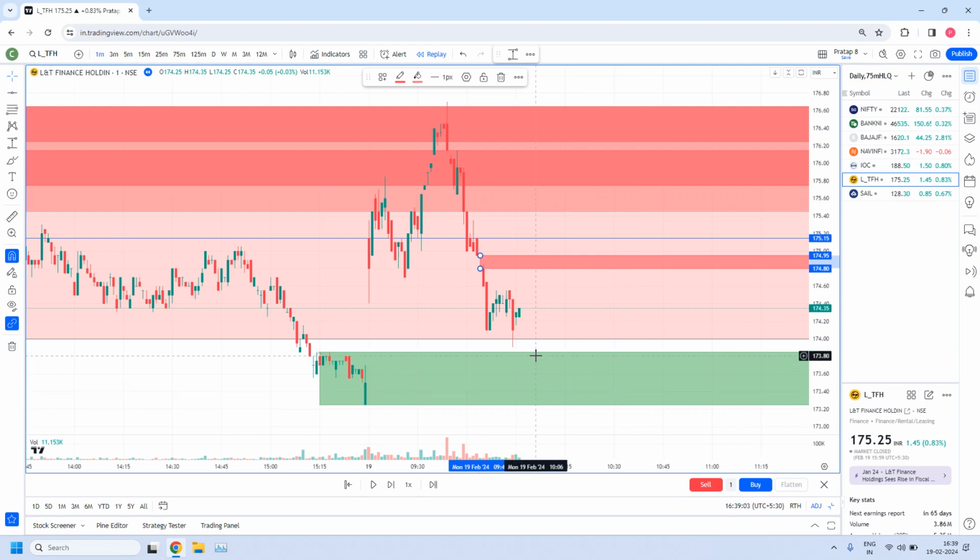Because it is a 173 rupees stock. If it is a 1,000 rupees stock, maybe instead of paisa, maybe 1 rupee or 2 rupees or 3 rupees before the orders are picked up, it would have gone. I already told you previously, generally we use 0.1% or 0.2% buffers for booking the profit before getting into the zone.